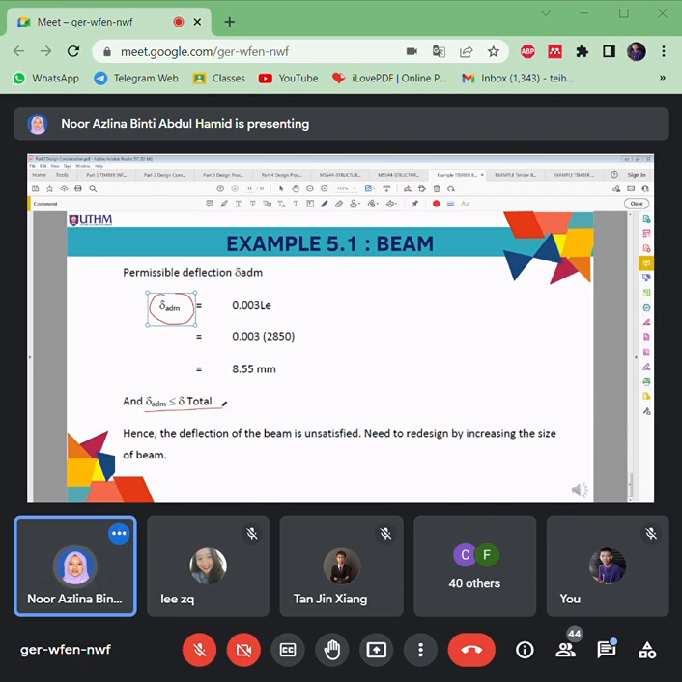It shows that the total deflection, which is the actual one, is more than the permissible. So you can do the comment, which is hence the deflection of the bending at the beam is unsatisfied. Okay, that's the deflection is more than the permissible. Need to redesign by increasing the size of the beam. So if satisfied, you just mention it's satisfied. If not satisfied, you have to mention it's not satisfied, need to redesign according to the size and so on. Okay, so that's the example for the beam.